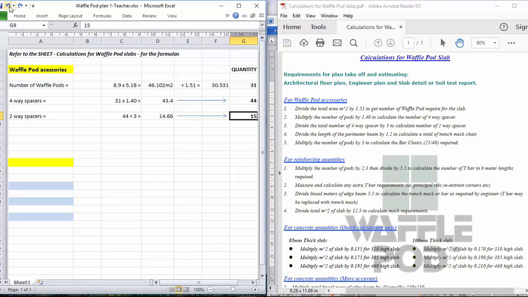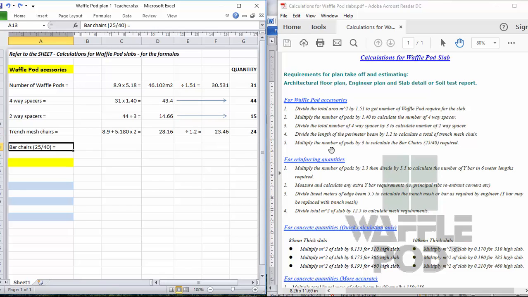Then we want to calculate the number of trench mesh chairs, and the formula for that is divide the length of the perimeter beam by 1.2. So we're just going corner to corner. 8.9 plus 5.18 times 2 gives us the perimeter of 28.16. We divide that by our 1.2, which gives us 23.46 trench mesh chairs. So that's 24.